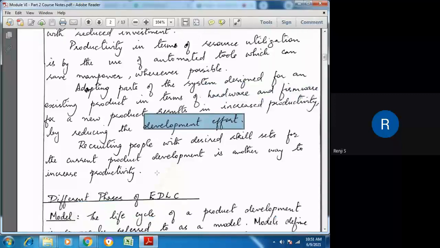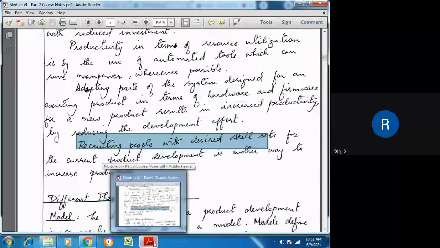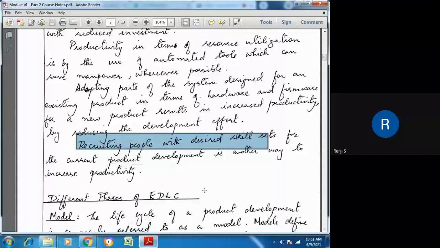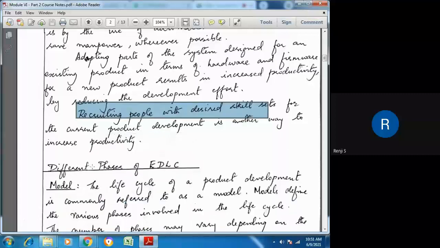Then another way to increase productivity is recruiting people with the desired skill. Instead of training people, if we recruit people with the desired skill, then this also increases productivity. It will save development time and also the cost involved in training. These are the ways to increase productivity.